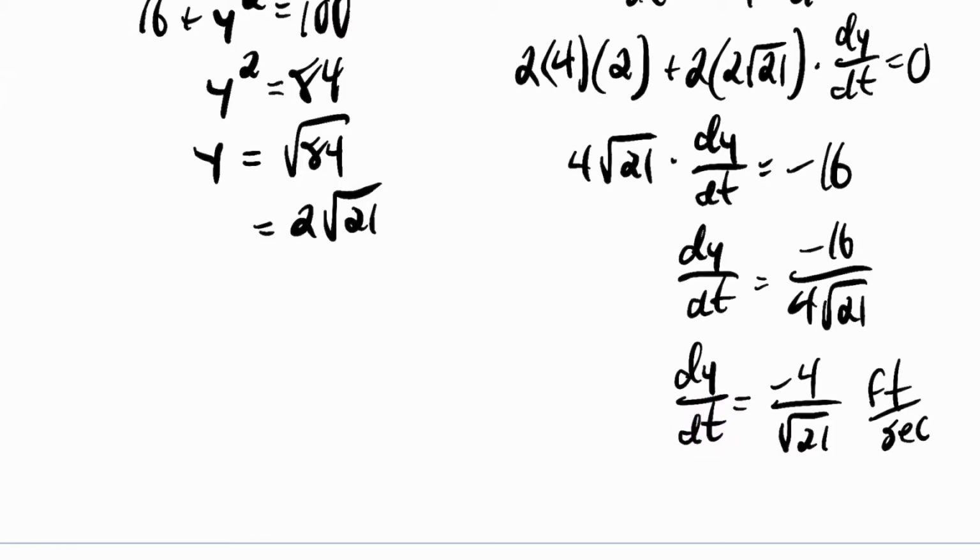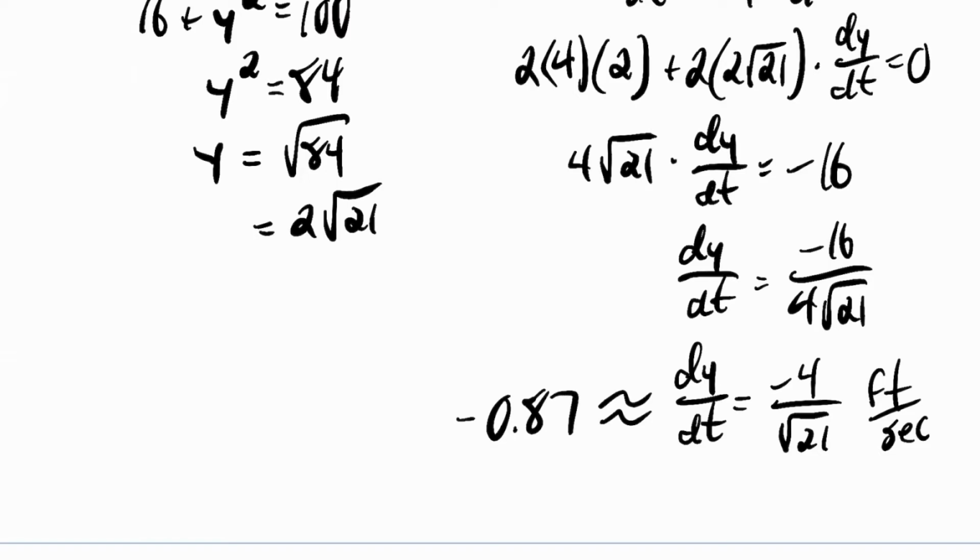Sometimes we'll want a decimal approximation, so let's go ahead and do that for this one. You don't always need that, but let's do it for this one just so we can get a more tangible number, because if you look at this, you might be unclear: yeah, but how much is that? Is that a lot? So this is about negative 0.87 feet per second.